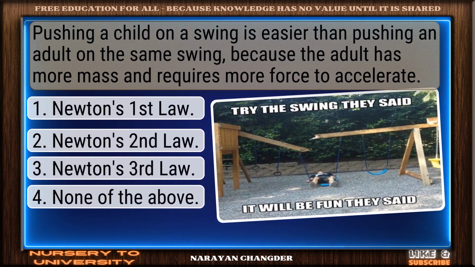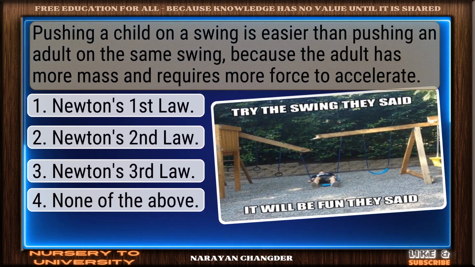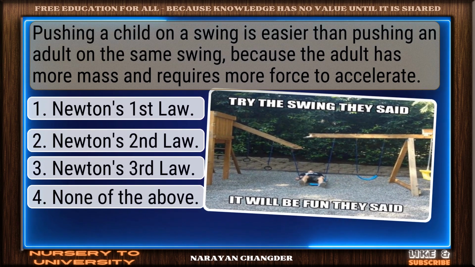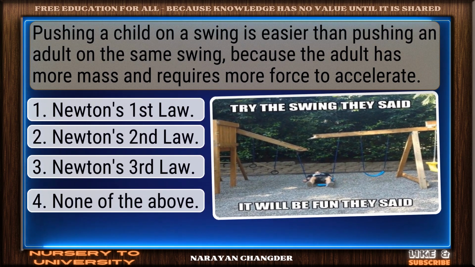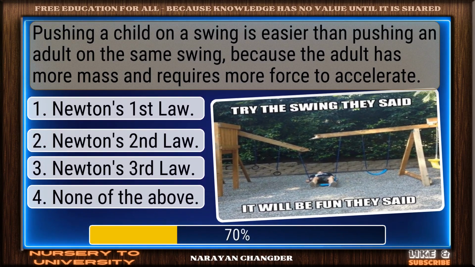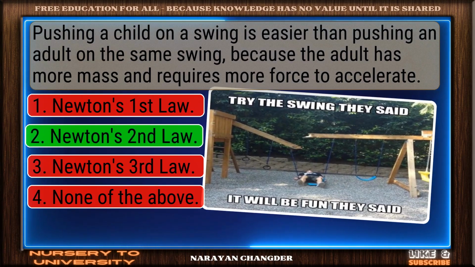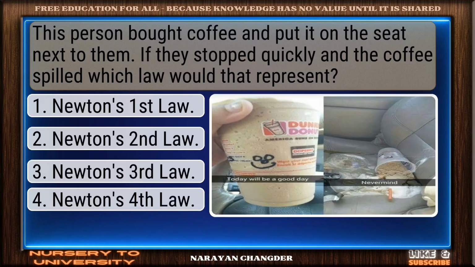Question number 5. Pushing a child on a swing is easier than pushing an adult on the same swing because the adult has more mass and requires more force to accelerate. You got it? Your choice, Newton's second law, is right.